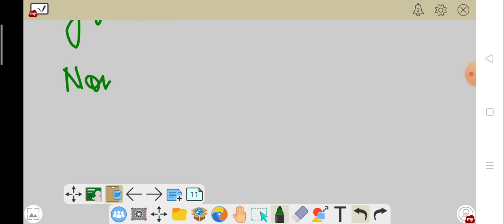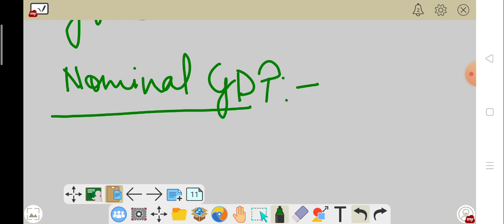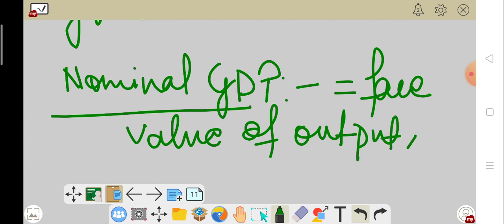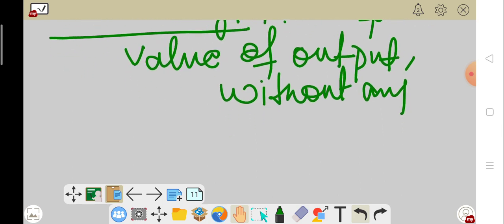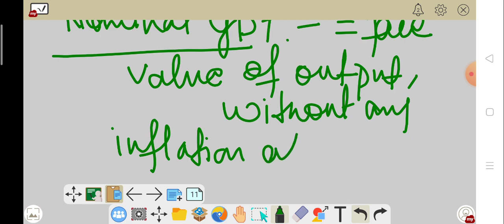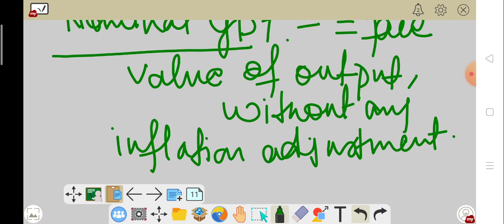Nominal GDP. If we talk about nominal GDP, it is equal to the face value of output, without any inflation adjustment, right? Now, what is real GDP then?